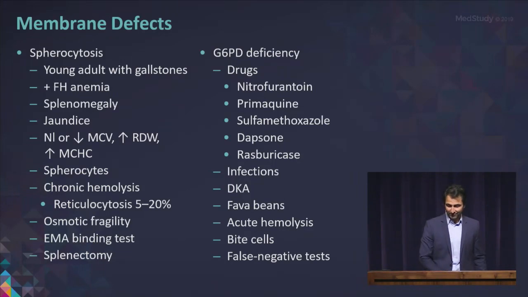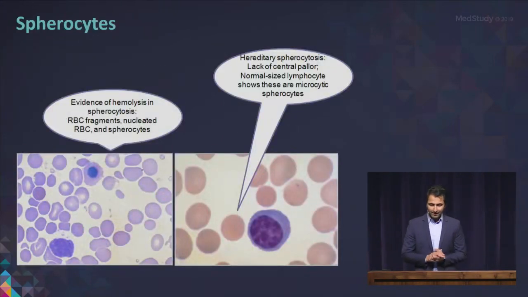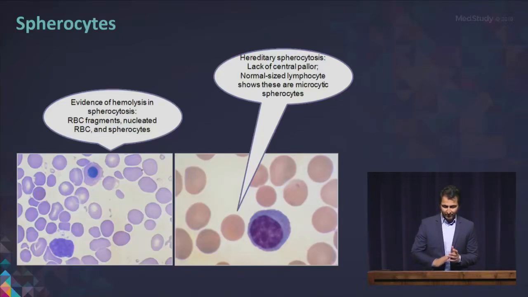And this is just a smear showing what spherocytes look like, where they lose their central pallor. So it's literally just like a red ball, a red sphere with no central pallor that we're used to seeing in our red cells. And these are microcytic because they are smaller than a neighboring lymphocyte, as you can see here.